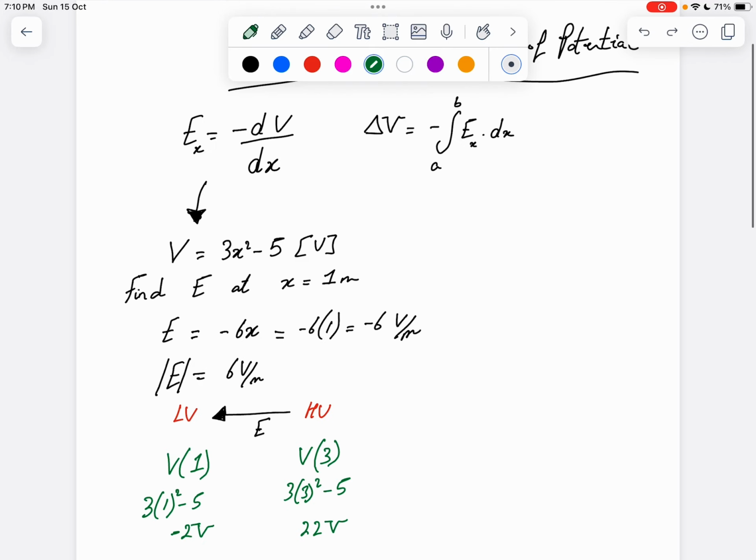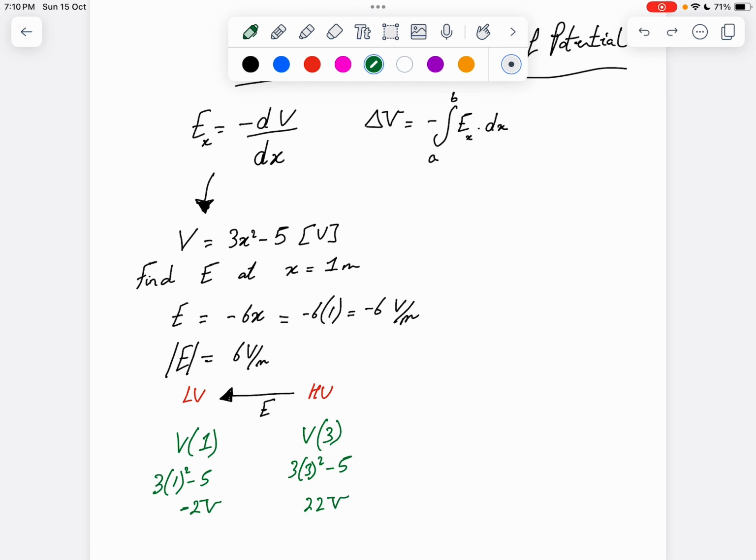Another example, for instance, on this one, we want to find the change in voltage. Let's say E is along the x-axis, and it's given as uniform. So it's 2 volts per meter, positive. So it's directed along the x-axis.